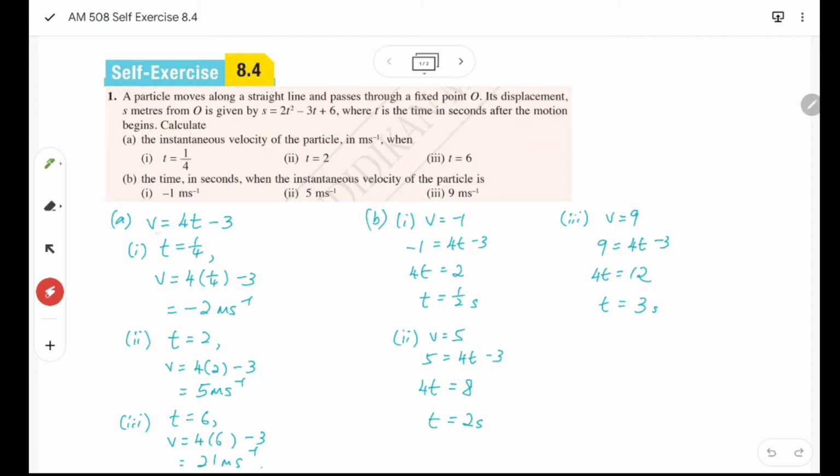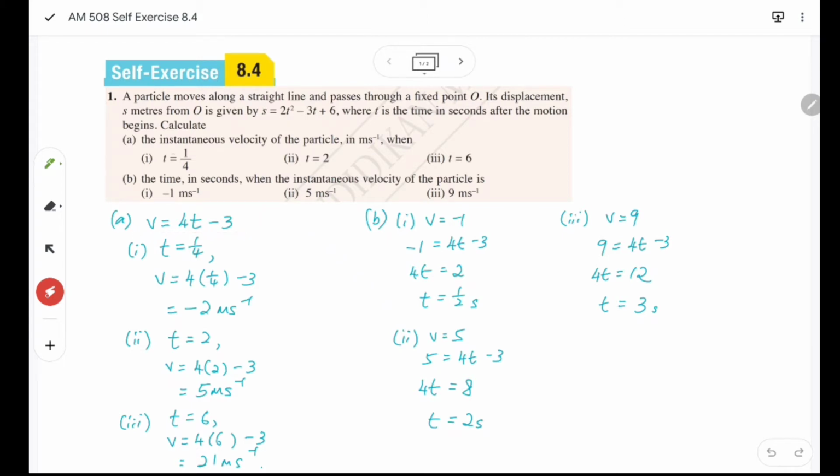This is our s. From the function s, we need to find the instantaneous velocity v. So we need to do differentiation from the function of s. After we differentiate the 2t squared, we'll get 4t. Negative 3t becomes negative 3, and plus 6 after differentiated becomes 0. Therefore, our velocity function v equals 4t minus 3.